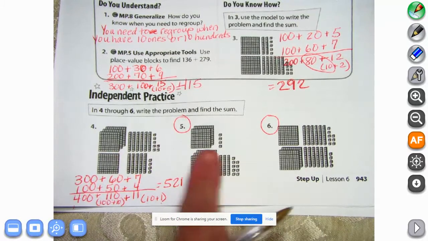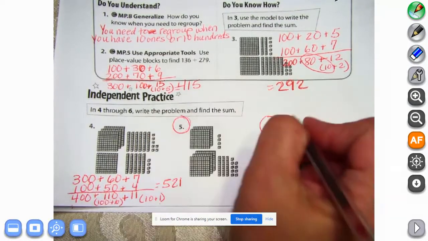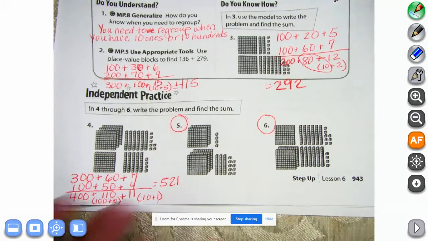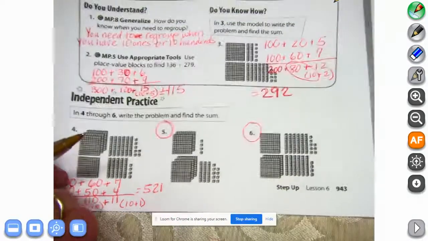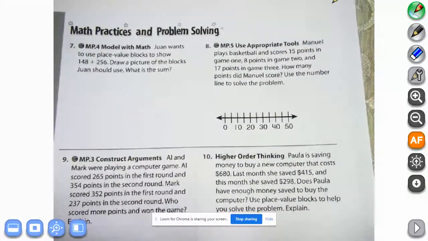Okay, so you're going to do that on number 5 and 6. So make sure you circle 5 and 6. Those are going to be the problems you're going to work on at home. Make sure you've paused the video until you have everything written down that's on this page. And then when you're done with that, we're going to go to the next page.